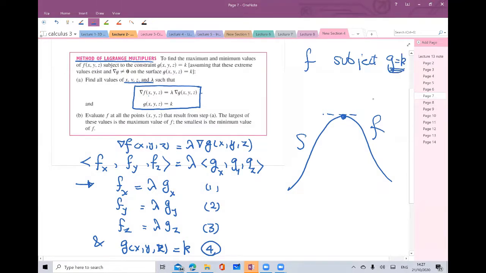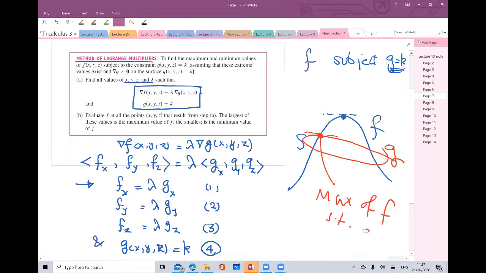This is a level curve of the equation g, right? I want to see where this g will cut my surface and give a maximum. I need this, for example. I want a maximum, but this is the maximum of f subject to g. Got the idea? It's not just getting this maximum. I don't want this. This is the absolute maximum of f. I don't want the absolute maximum of f. I want the maximum of f subject to g.